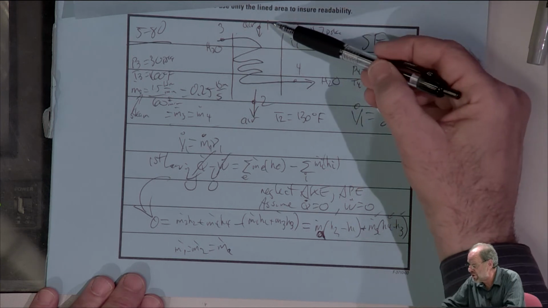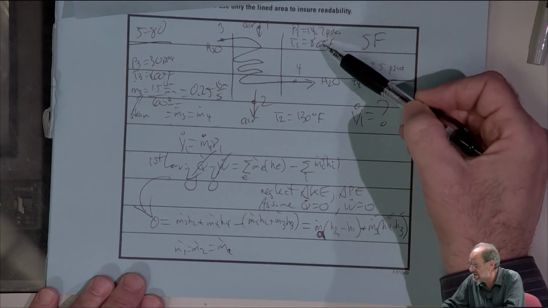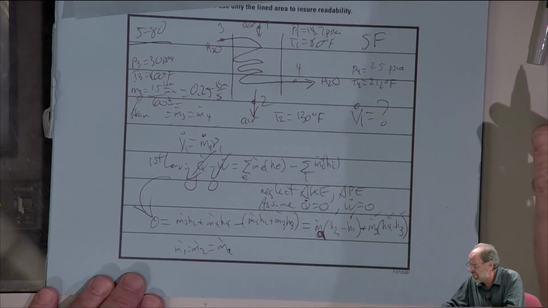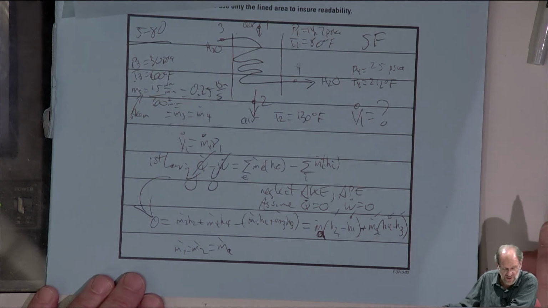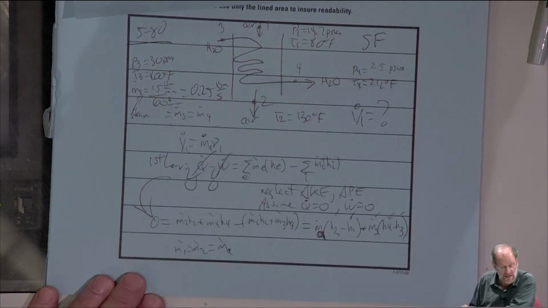We also know the air conditions. We know two properties of the inlet, so we should be able to find H1. And for that matter, we can certainly make an assumption as to the pressure associated with the air at the exit.